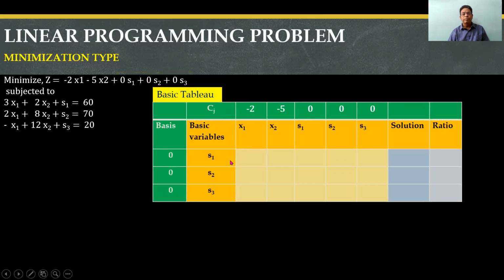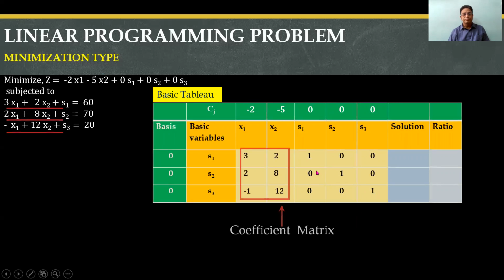Then we have the identity matrix. How is the identity matrix formed? In the first row, we have only S1. We do not have S2 and S3. So S1 only. In the second row, we have only S2. So the coefficient of S2, that is 1, will come here. Rest will be 0. Similarly, in the third row, we have only one variable, that is S3, and the other two are 0. So this will be the identity matrix.